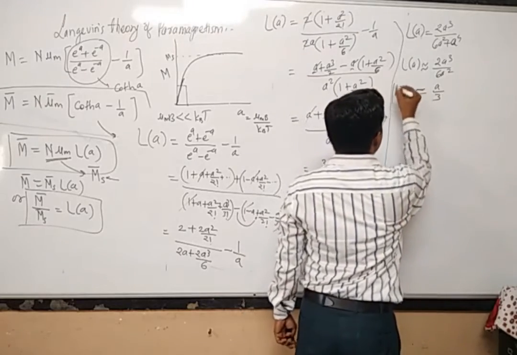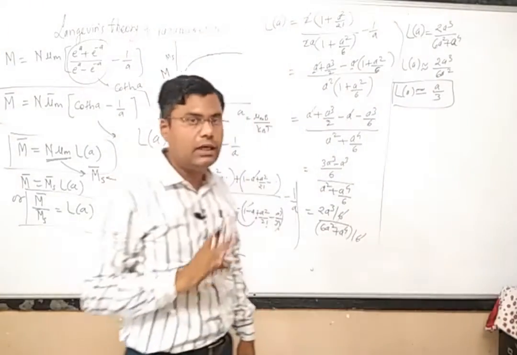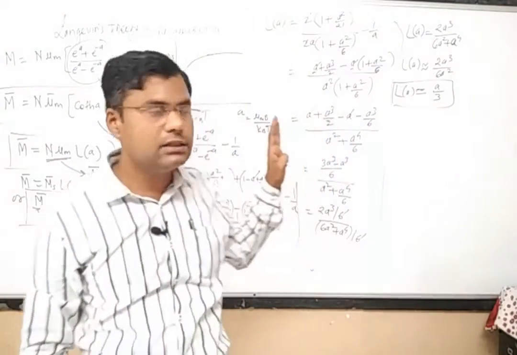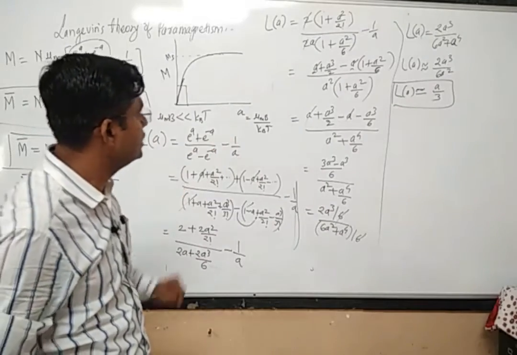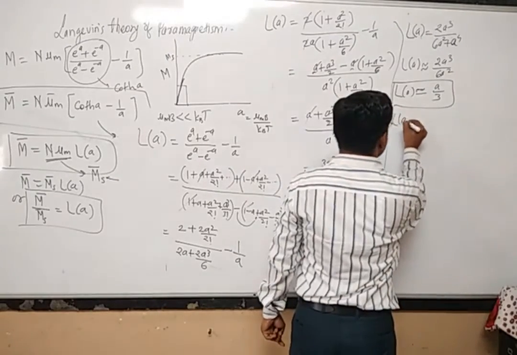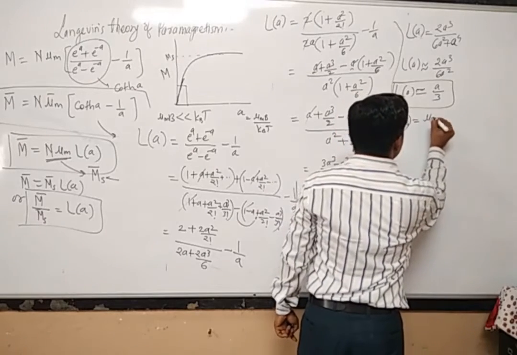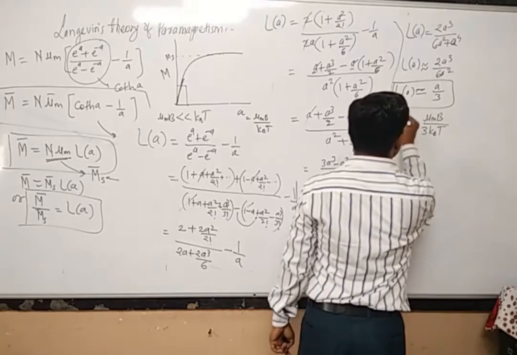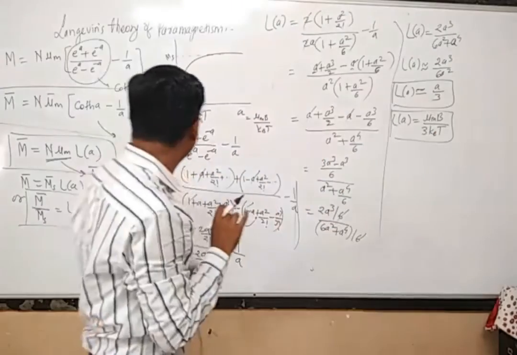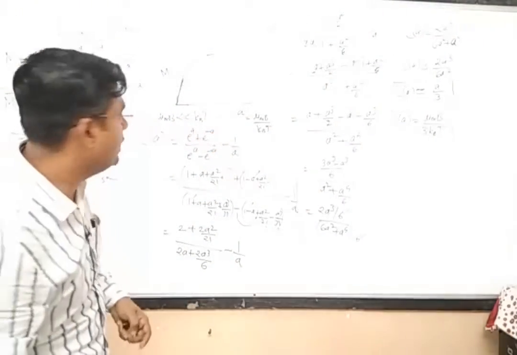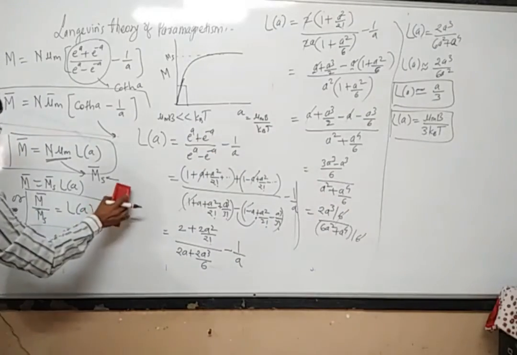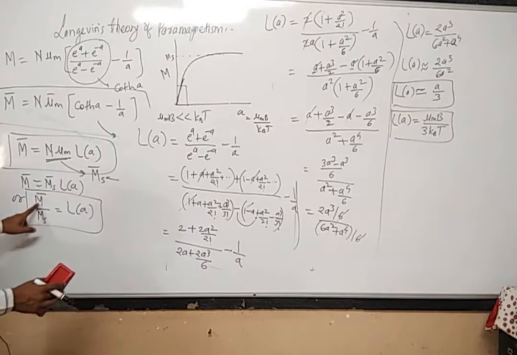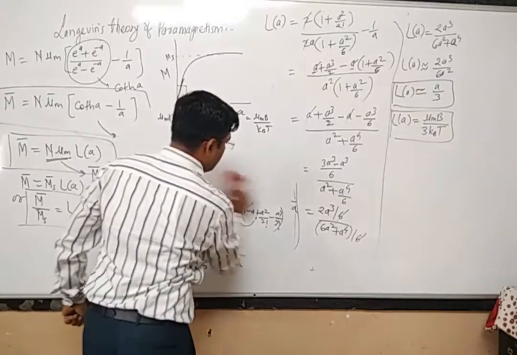So L of a approaches, for small value of a, this Langevin function approaches the value of a divided by 3, a by 3. Now what is a? That we already know. A is equal to mu m B divided by kBT. So this will be the value of Langevin function for small values of a. Now if this is the value of Langevin function, then what will be the value of magnetization again?